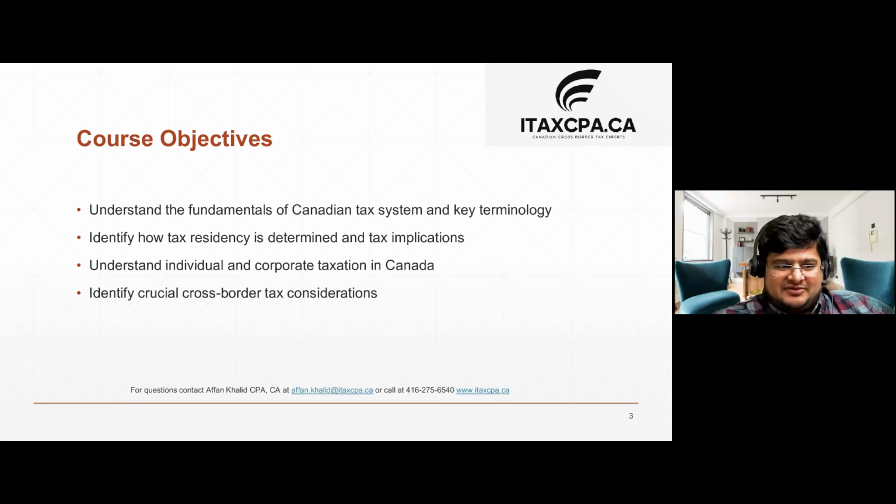Upon completion, we'll have a basic understanding of individual tax and corporate tax, some tax rates and tax brackets, and different types of income, especially capital gains, which are taxed slightly differently here in Canada. And then at the end, we'll try to cover some of the cross-border aspects. If you have clients coming into Canada, what are the tax consequences?